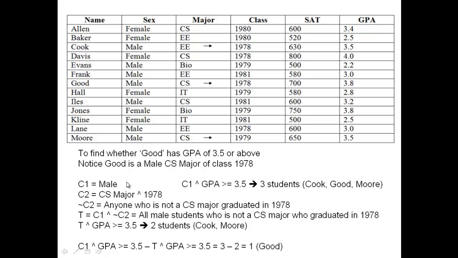So C1 and this filter, GPA of 3.5 or above. C1 is all male students. So we have about 1, 2, 3, 4, 5, 6, 7 male students. Among those 7 male students, how many have GPA of 3.5 or above? This male student has 3.5 or above. This does not have, this one does have. So we have 3 male students, Cook, Good, and More, who have a GPA of 3.5 or above. Okay, so you can see all those 3 records.